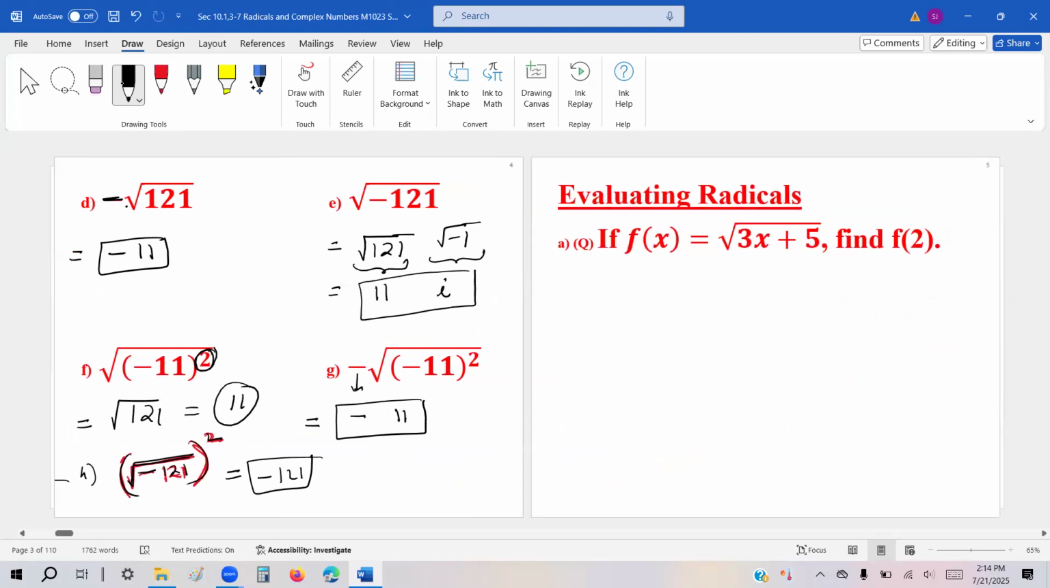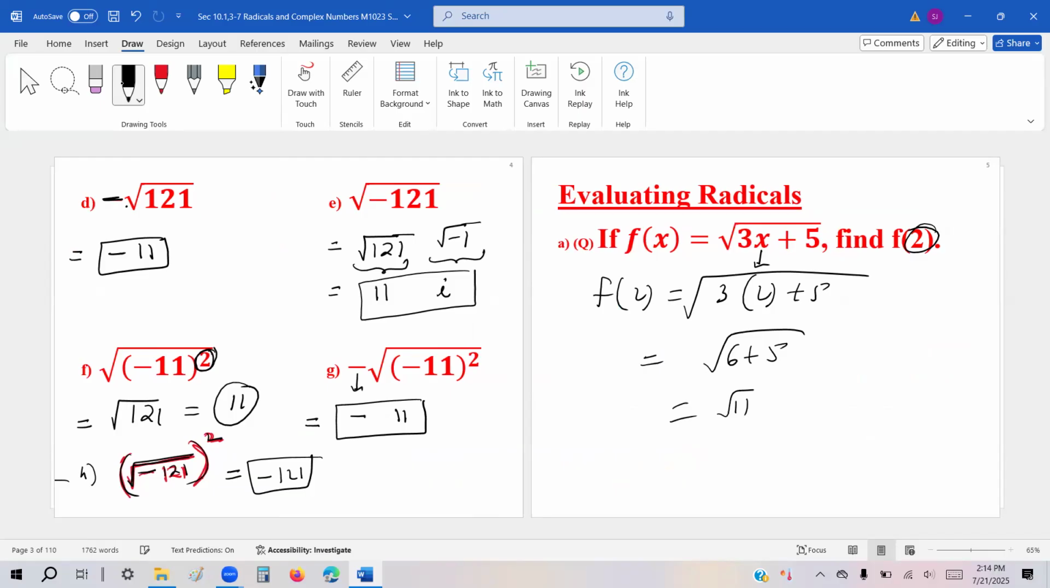Okay. And then we did evaluating radicals just like normal. All you have to do is replace your x with the given number. So if you're finding f of 2, it means it's 3 times 2 plus 5. And then you simplify. So 6 plus 5, that gives us 11. And we don't know how to simplify 11, so leave it alone.